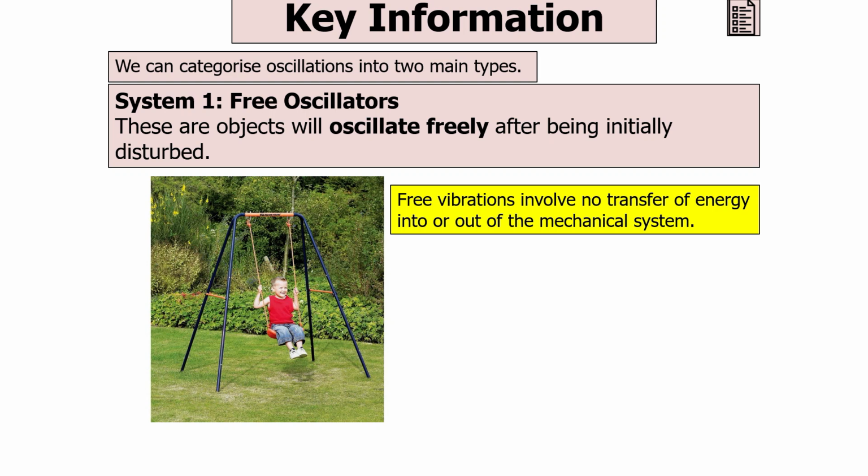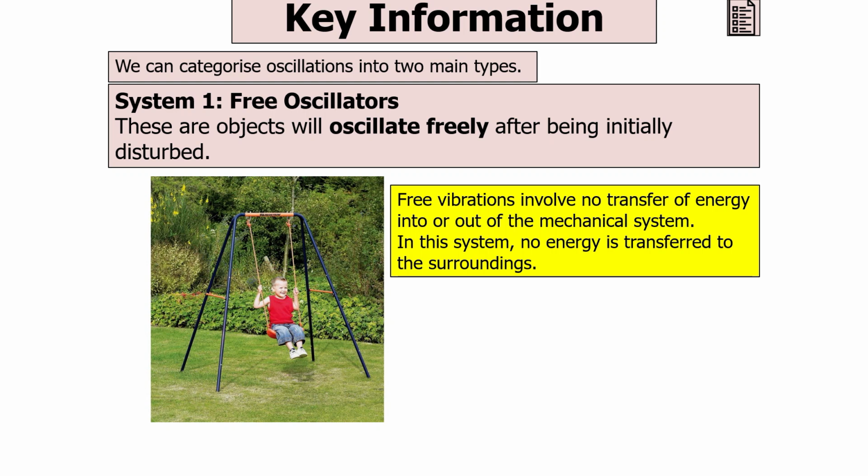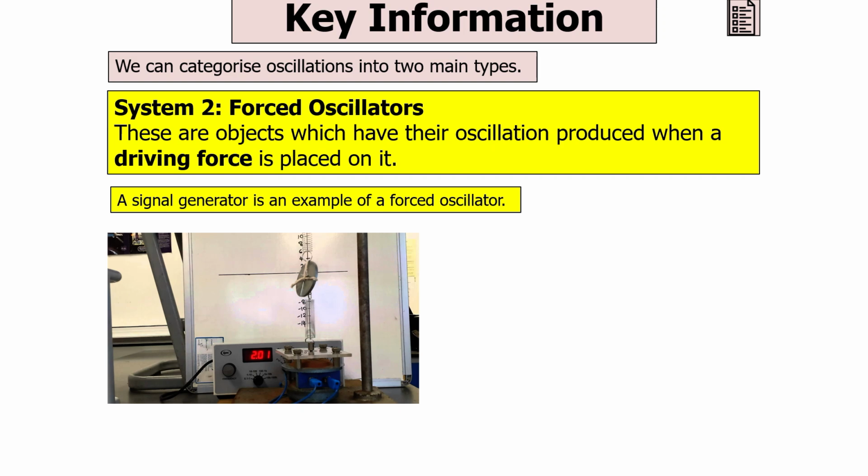Free vibrations involve no transfer of energy into or out of the mechanical system. So in this system no energy is transferred to the surroundings. System 2 is a forced oscillator. These are objects which have their oscillation produced when a driving force is placed on them. A signal generator is an example of a forced oscillator.